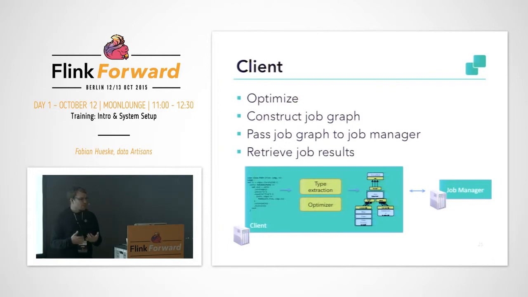It will then construct a so-called job graph, which is basically the program, or the representation of the program for execution. And then this job graph is given to the job manager, to the worker, which executes the program, and then the client will also retrieve the results of the computation. So basically, if the job was successfully executed, all the stats that were gathered during execution, and so on.